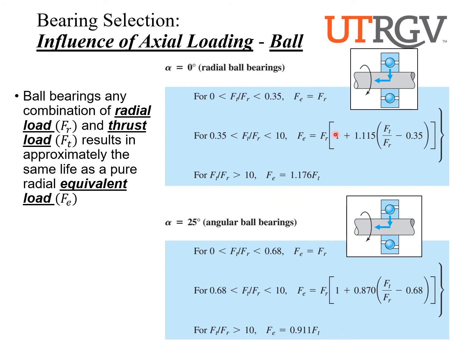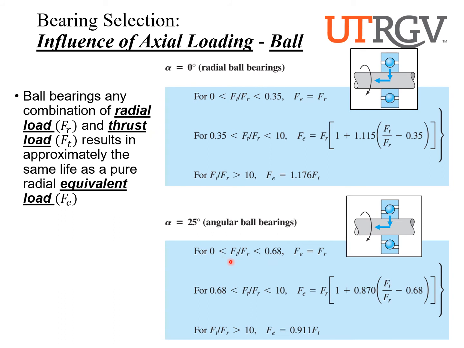And what it means is, hey, the bearing is designed to carry radial load. Now we have some thrust. If it falls in between this range, we're just going to design as if it's seeing a higher amount of radial load. That's what that equivalent load is. And we can do the same type of corrections for angular bearings as well.